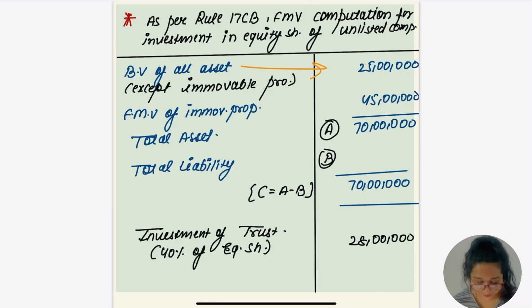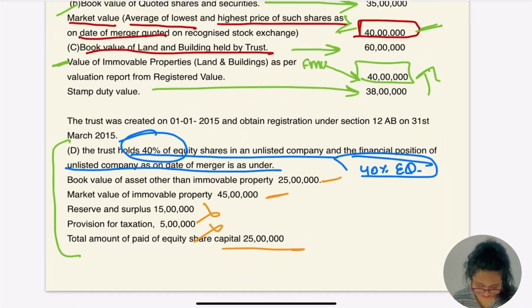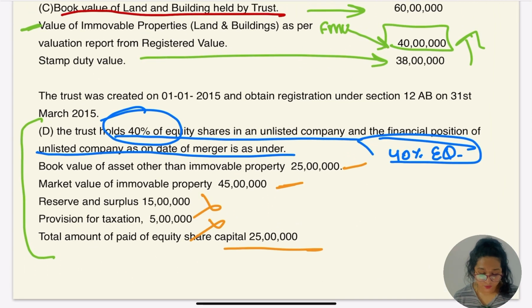Book value of 40% वाला. Remember, let me go back. ये वाला part, D part: the trust was holding 40% of equity shares in the unlisted company, and the financial position of the unlisted company as on the date of merger is this. ठीक है, we have taken the 25 lakh of book value of the other asset other than the immovable property.